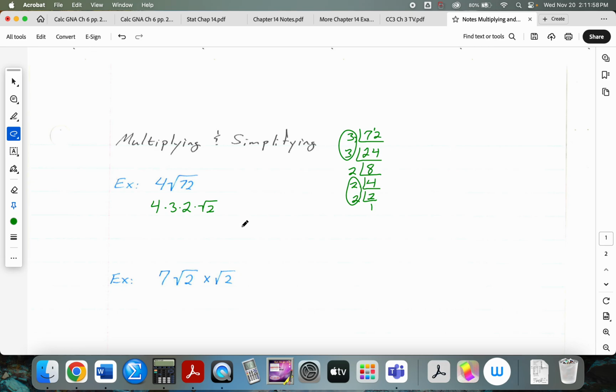Yeah. Thank you. So 4 times 3 is 12, times 2 is 24. So this is 24 square roots of 2. So anytime you end up with an answer like this, always check to see if you can simplify, especially if this is any kind of a big number.